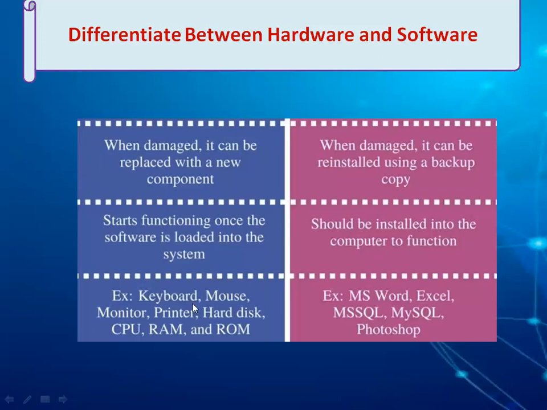Examples of hardware are keyboard, mouse, monitor, printer, hard disk, CPU, RAM, and ROM. Examples of software are MS Word, Excel, MS SQL, MySQL, Photoshop, and there are lots of other application and system software available which we can use according to our requirements.